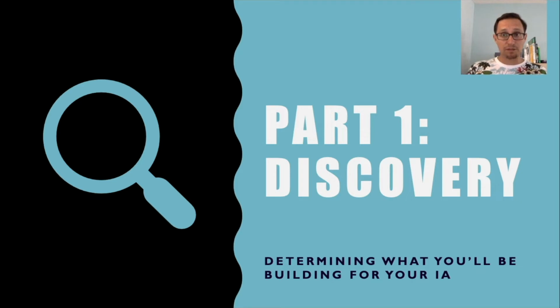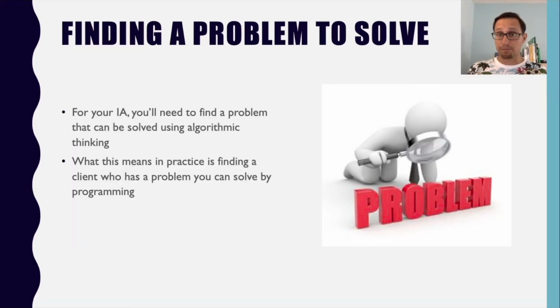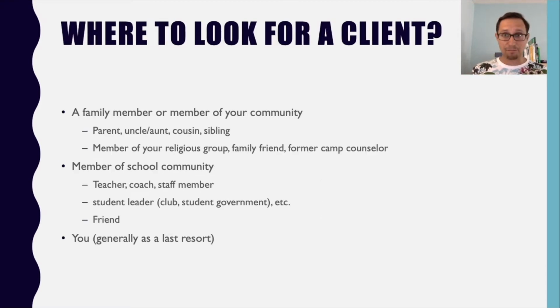This is where we are going to be determining what is the thing we are even building. The first task is to get your proposal approved. So for your IA, you'll need to find a problem that needs to be solved using algorithmic thinking. And what this means in practice is that you'll have to find a client who has a problem that can be solved by algorithmic thinking. So in fact, you're looking for a problem, but the way you find that problem is finding a client who has such a problem. So first question I get is, where do I look for a client?